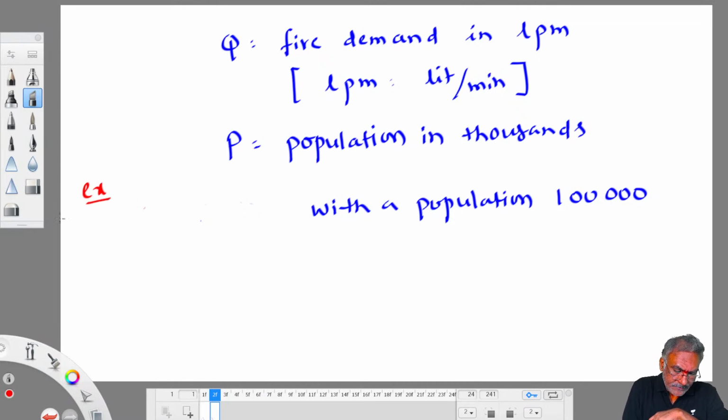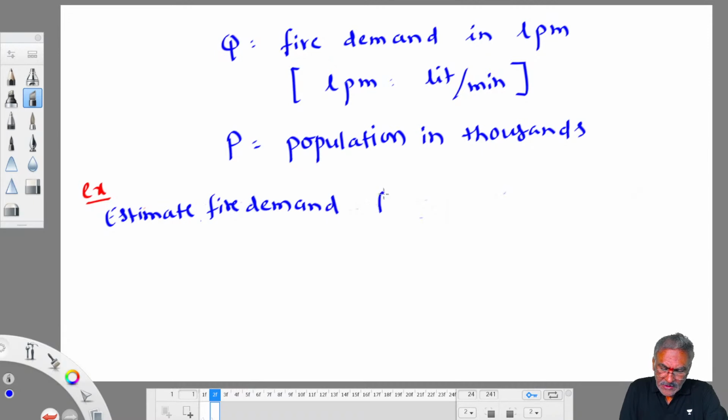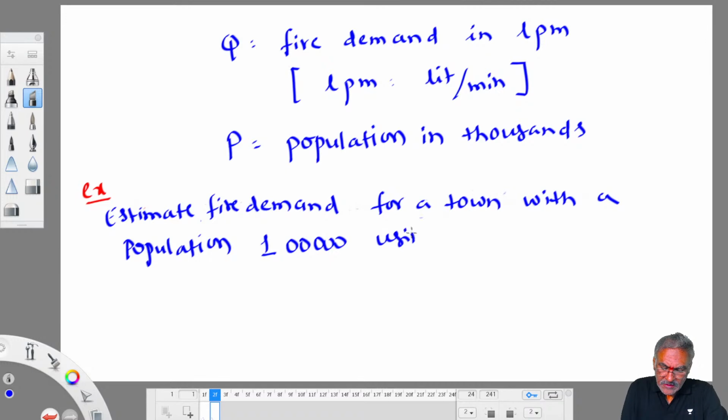So example, estimate fire demand for a town with a population of 1 lakh using National Board of Underwriters formula.